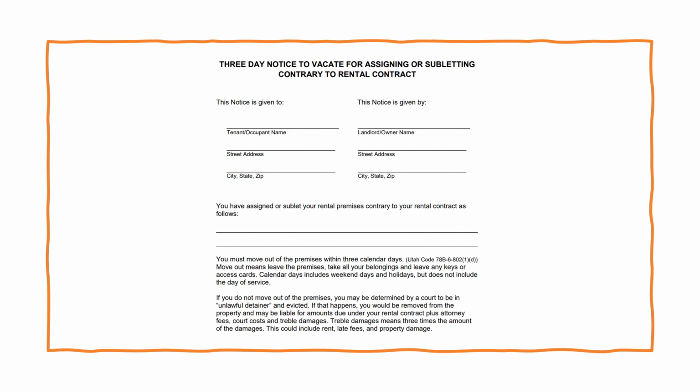A 3-day notice to vacate for assigning or subletting contrary to a rental contract is used if the tenant has allowed someone else to live in the property in violation of the rental contract. This notice orders the tenant to move out within 3 calendar days, and it does not give them any other options.